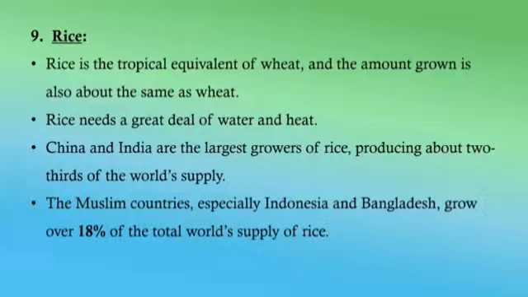Our last topic is rice. Rice is the tropical equivalent of wheat, and the amount grown is also about the same as wheat. Rice needs a great deal of water and heat. China and India are the largest growers of rice, producing about two-thirds of the world's supply. The Muslim countries, especially Indonesia and Bangladesh, grow over 18% of the total world supply of rice.